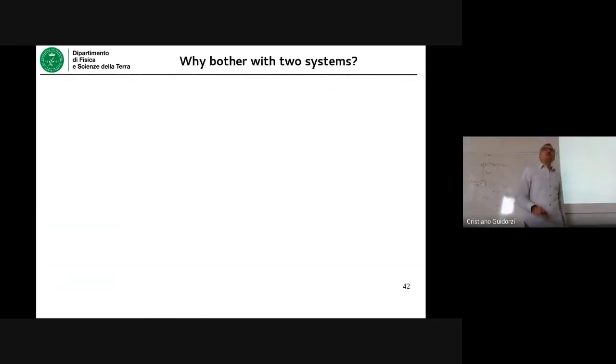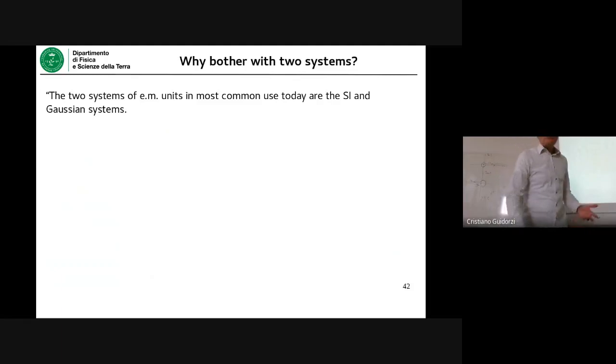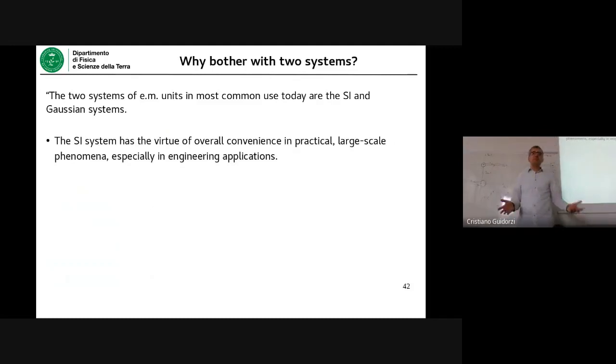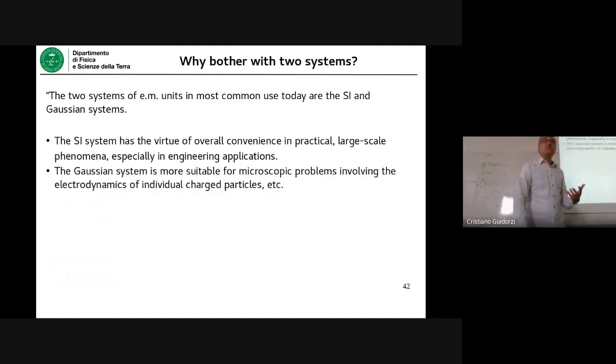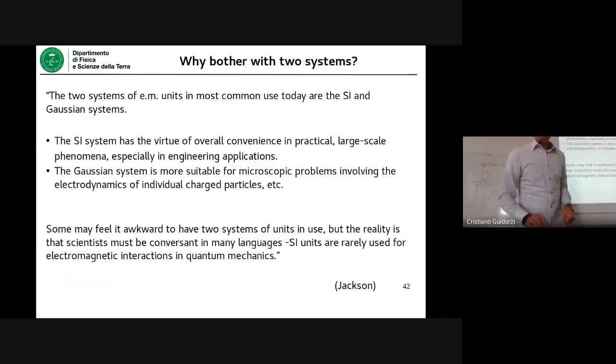So this is the question which I immediately wondered about when I was a student. And the reason is that they have different usages. In particular, the international system is typically preferred for large-scale phenomena, as I wrote here, while the Gaussian system is more akin to the needs of physicists, particularly in particle physics and astrophysics, in many contexts in which elementary processes are more relevant. And this is not my statement, but Jackson's statement.